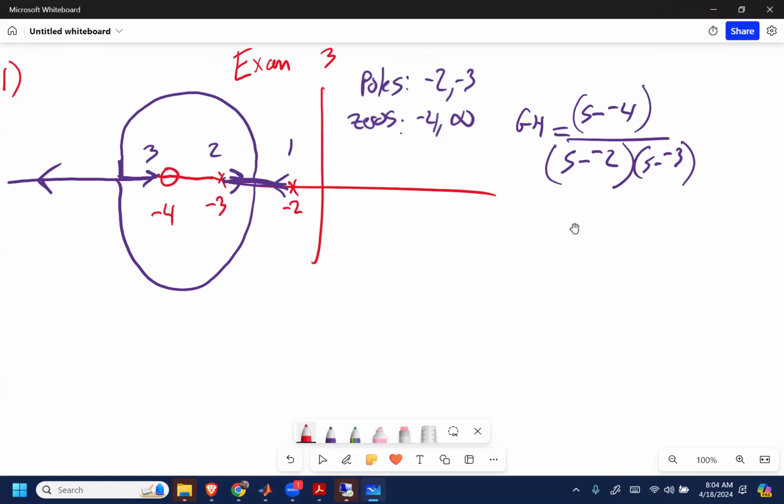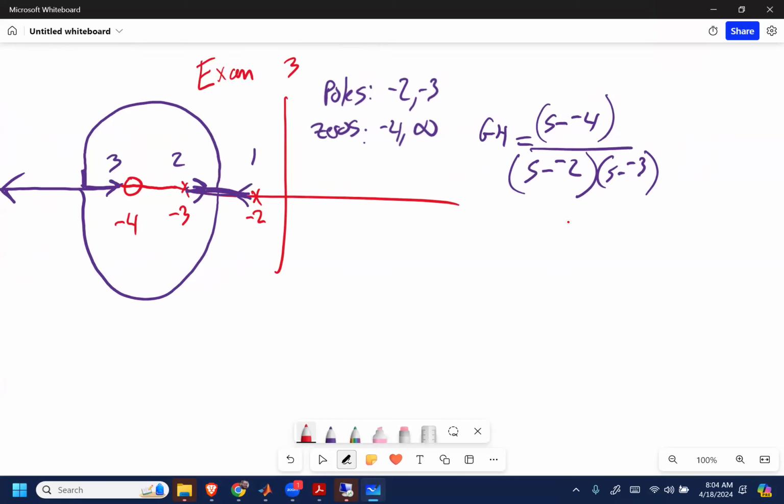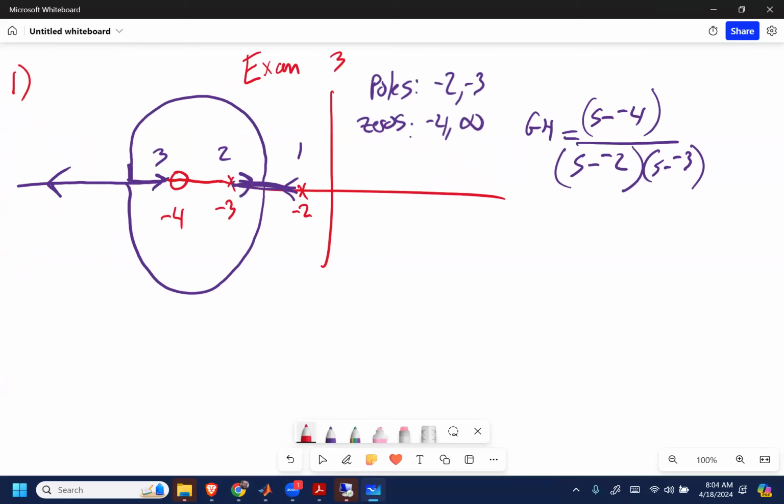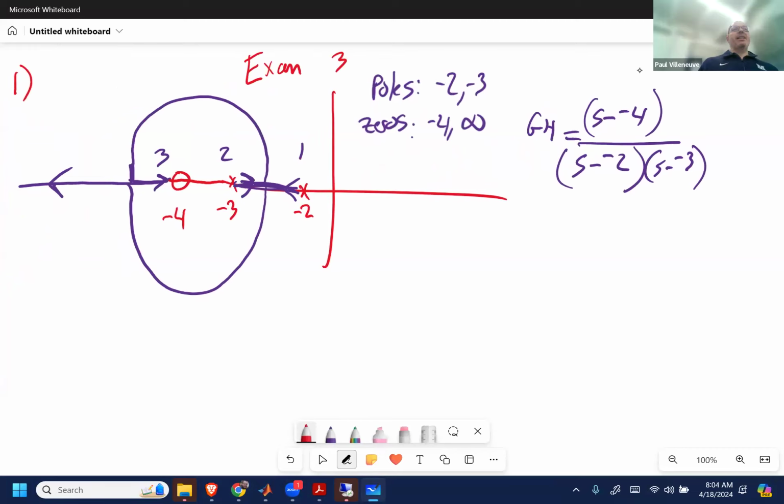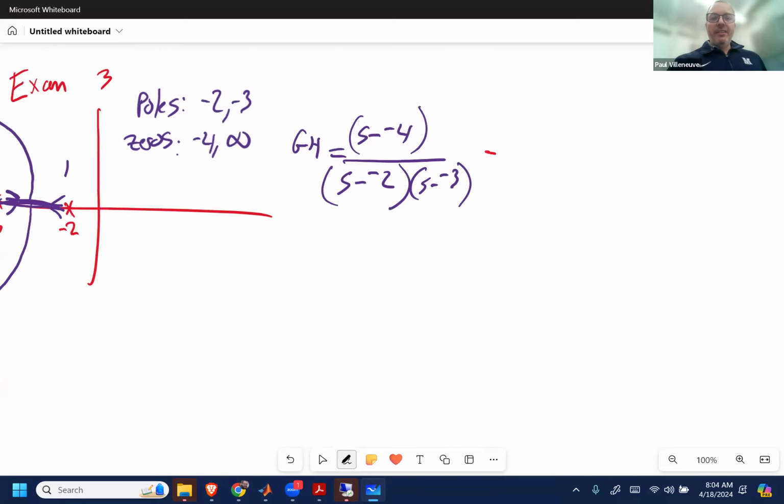So that's the same as S plus 4, right? That would be the same as S plus 4. Yeah, because S minus a -4 is S plus 4, right? So this is equal to S plus 4 over S plus 2 times S plus 3, when you cancel out the negatives.